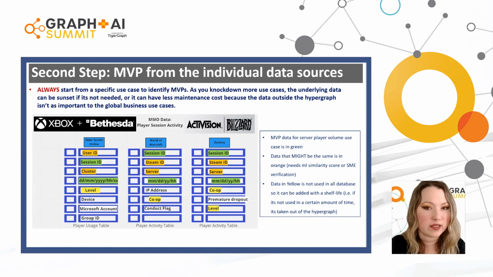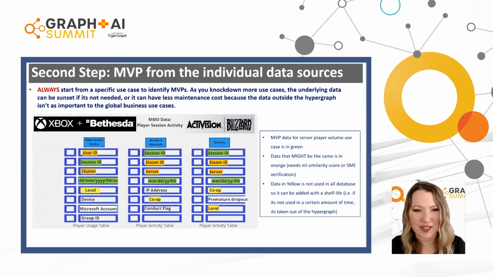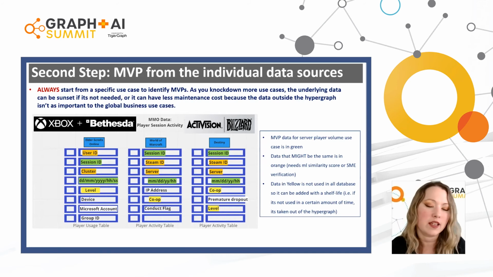That's not a mandatory step here, but I like to do that so that I don't leave any data on the table that I might wish I had later on. Good thing about graph, it's very flexible. So if I did forget something, I can easily add it in. I just like to do it at this stage because I'm already doing some of that mapping.